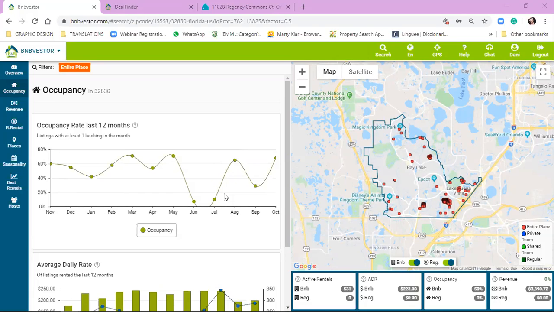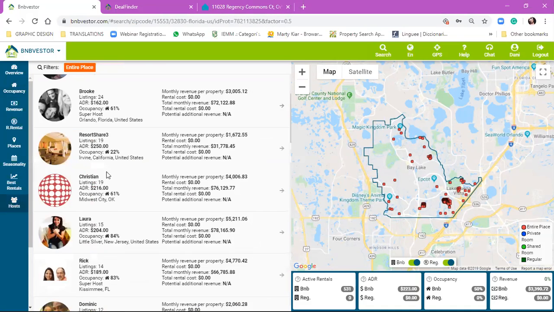Yes, it is very odd, but it must be that it's down, because in this area close to the theme park, this occupancy rate must maintain high. That's why, yeah, those months are very popular. Absolutely. I'm gonna go ahead and take a look into the host area.